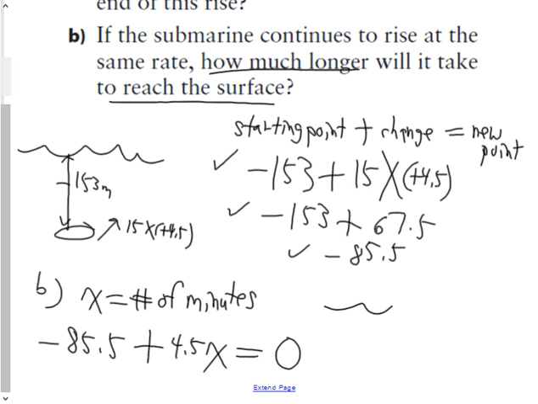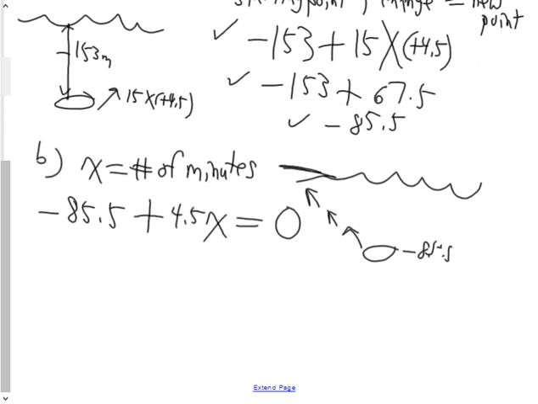Or, if I think about it in terms of a picture, it's at negative 85.5, and it rises 4.5 meters a minute. The question is how far until it gets to the surface, which is 0 meters at sea level. So there's our question. So using algebra, going back to grade 8 for a second, which part of this equation is my constant? Negative 85.5 is my constant. That's my plus or minus value. How do I get rid of that constant?